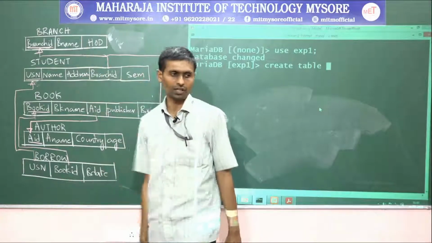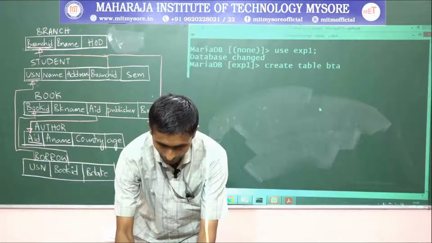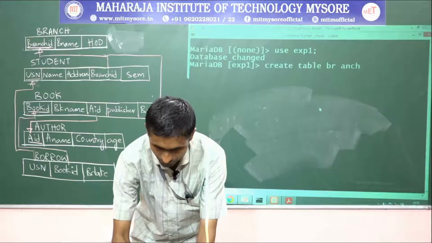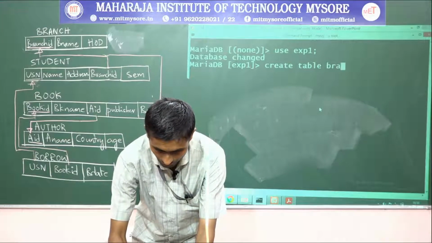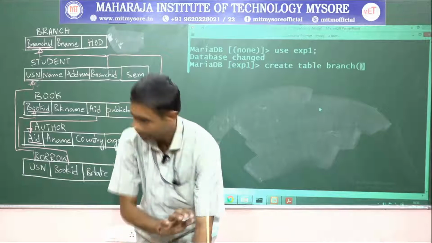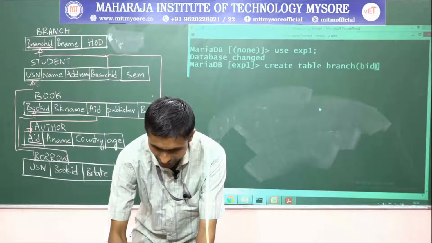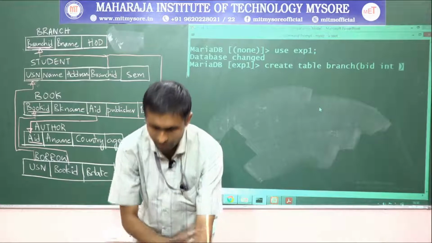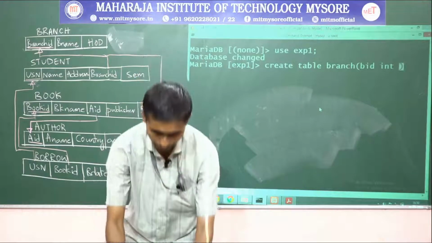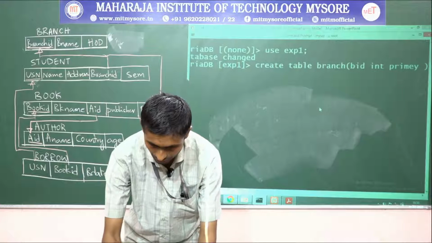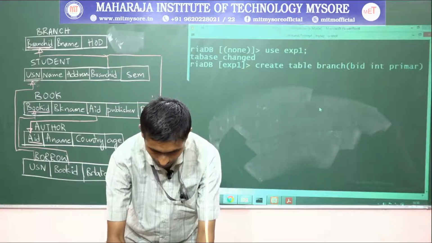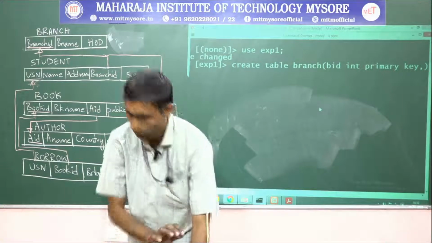Let me go with create table. Which one? Branch table. Create table, branch. Yes, done. What all the attributes? Branch ID. Let me call it by name BID in short form. BID. How to make it as primary key? Int primary key. That's it, right?